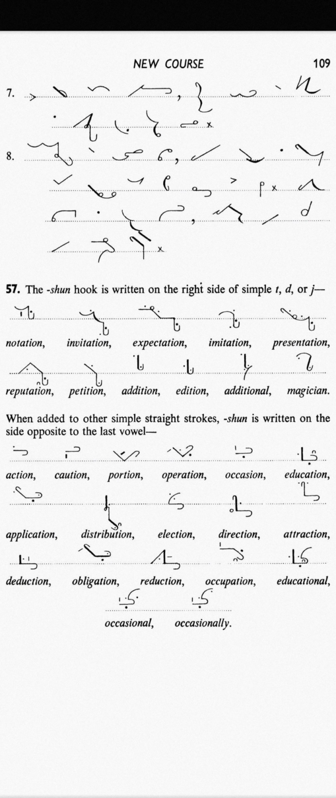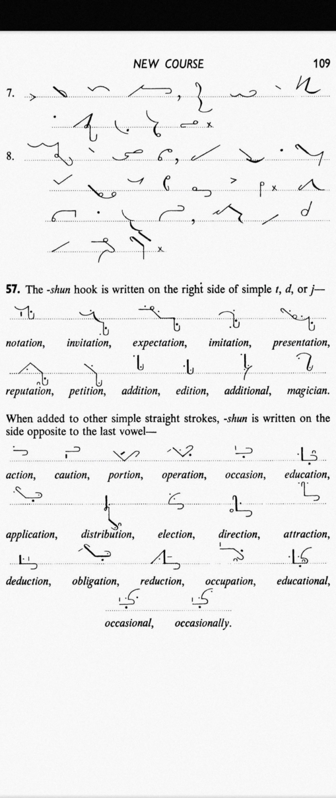Presentation: PR on the line, a circle and stroke T with Shun Hook on the right side. Light dot on the second place of PR after it. Light dot on the second place of N before it. Heavy dot on the second place of T after it.